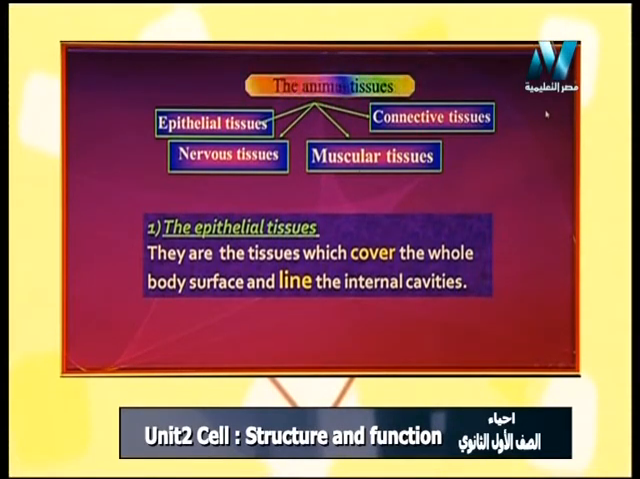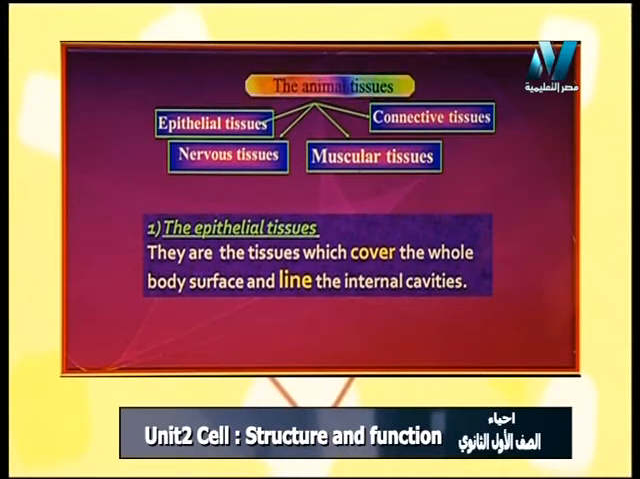دلوقتي هنبدأ نتكلم عن الانيمال تيشو. Animal tissue consists of 4 types of tissue. The first is the epithelial tissue, the second connective tissue, the third nervous tissue, the fourth is the muscular tissue. Epithelial tissue are the tissues that cover the whole body surface and line the internal cavities.